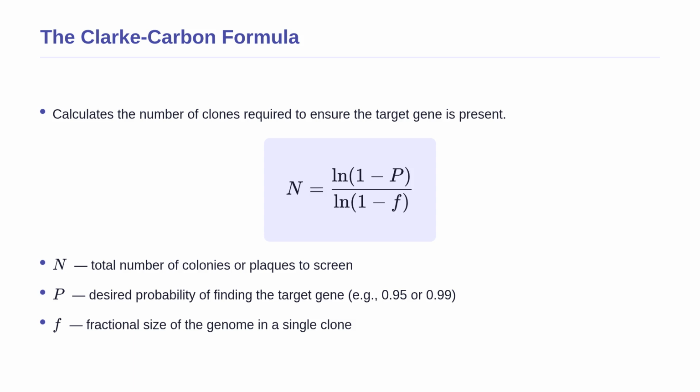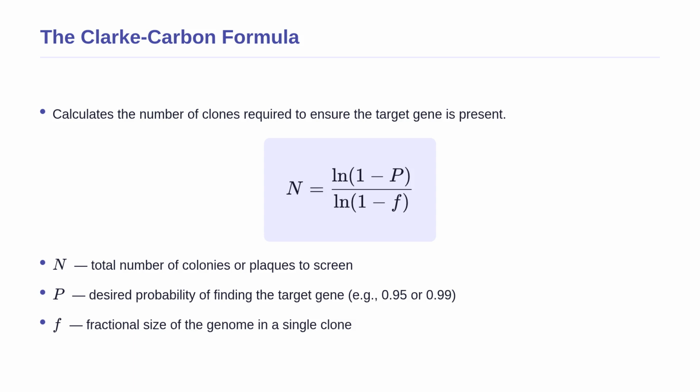Let us look at the variables. N represents the total number of colonies or plaques you must screen. P represents your desired probability of finding the target gene, usually set to 95 or 99% for high confidence. Finally, F represents the fractional size of the genome contained in a single clone.